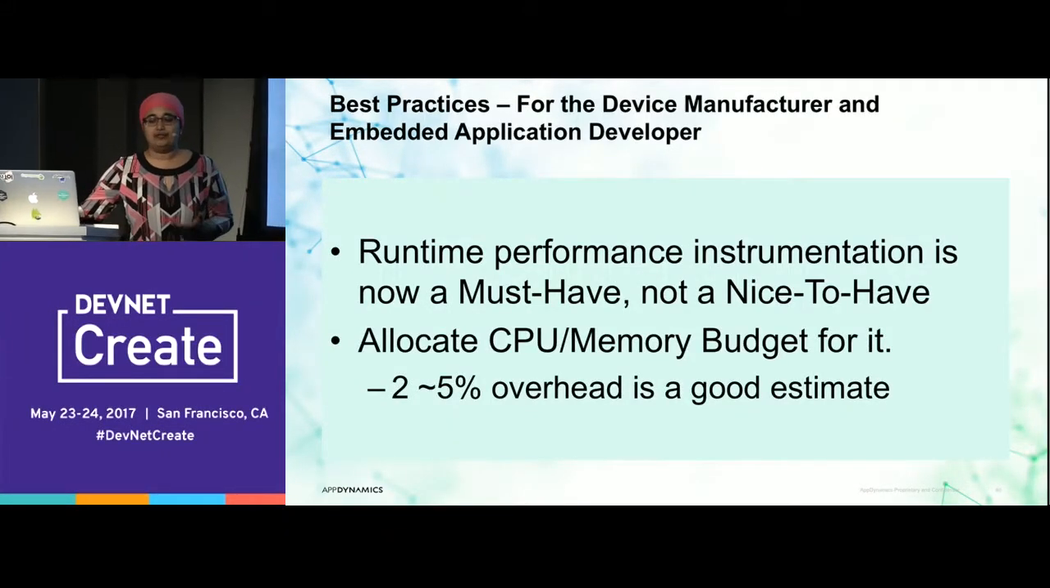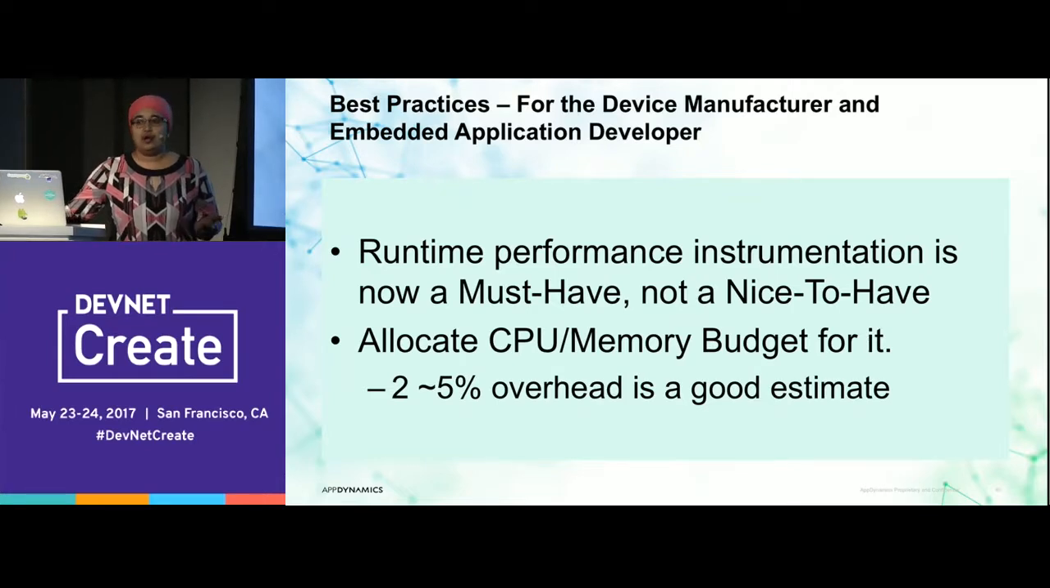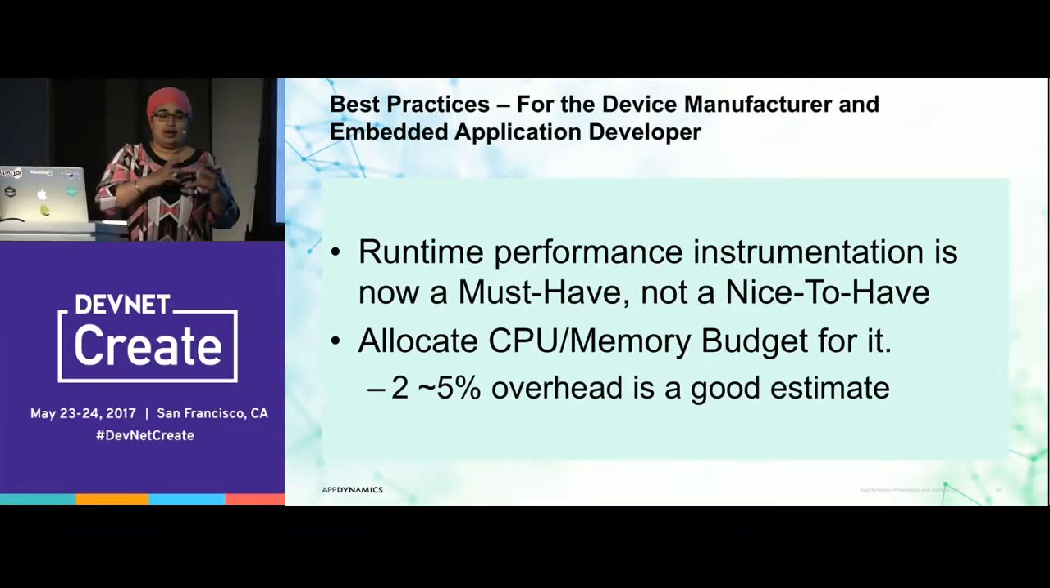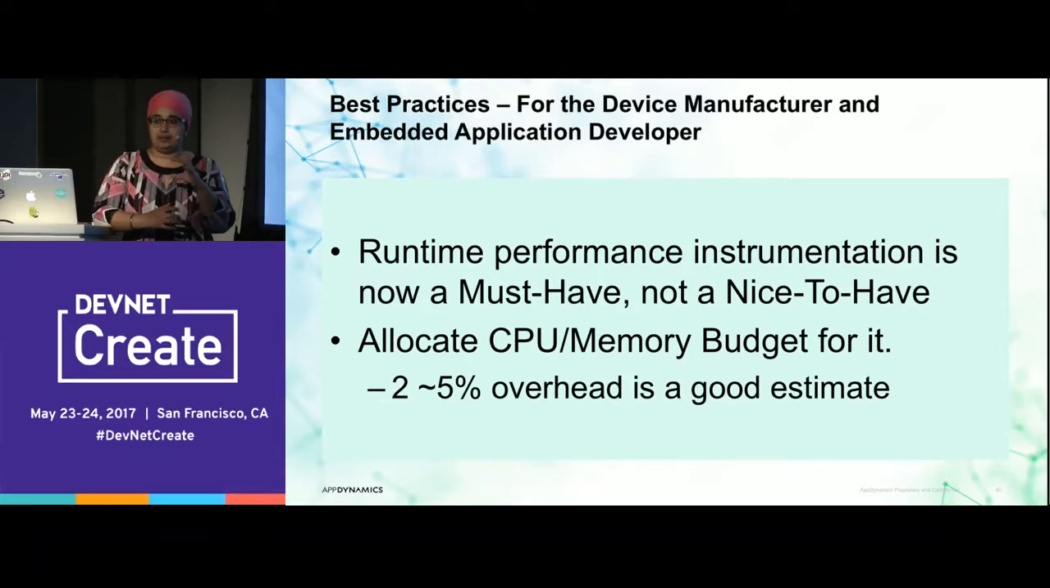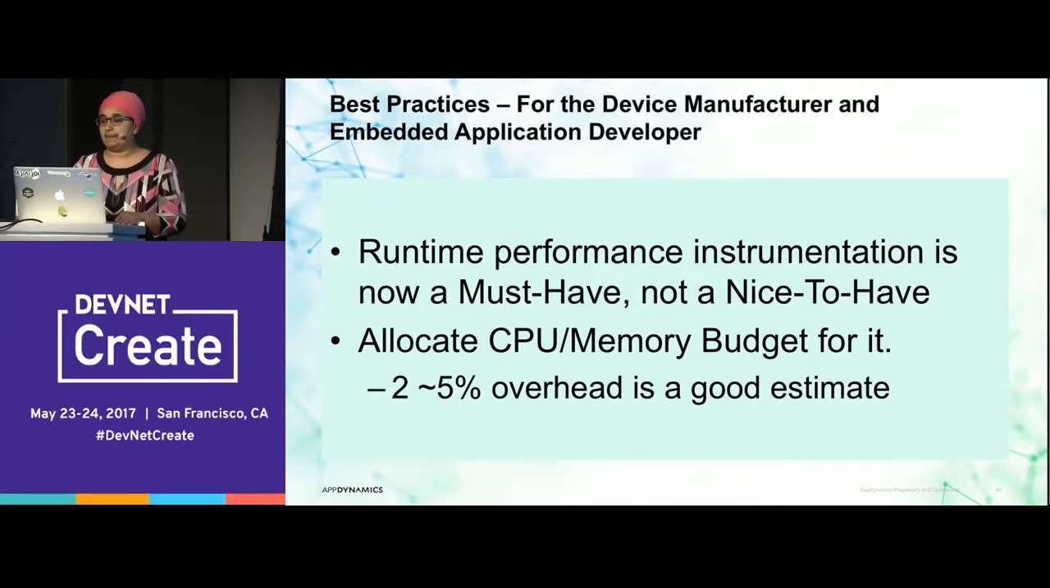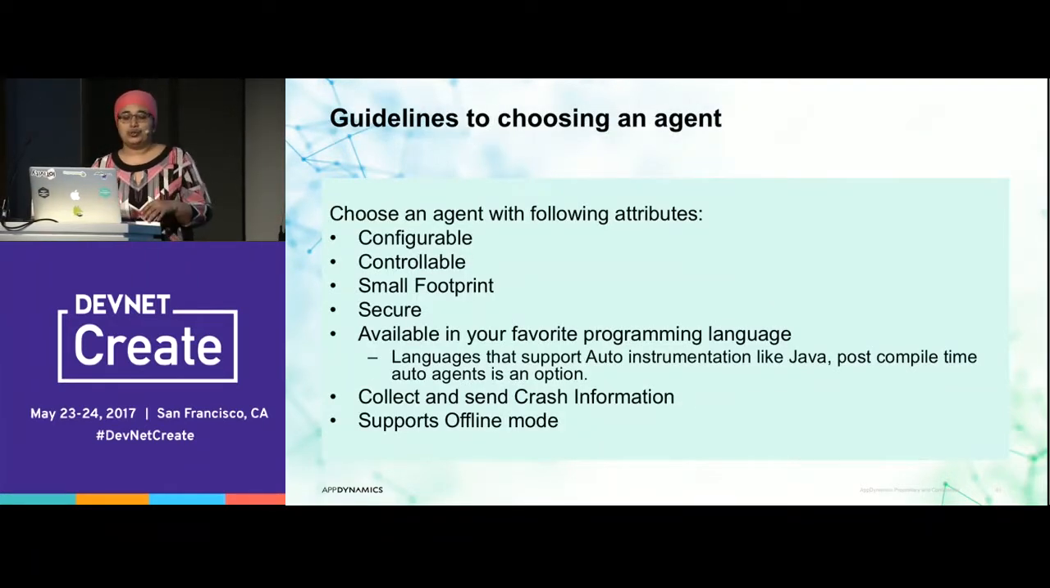Then what kind of a budget do you have to allocate, especially on the embedded side or even the other side? 5% overhead is a good estimate. Especially on the embedded side, people do a lot of budget calculations of, this feature is going to cost me this much CPU and this much memory. So think of it as a 5% overhead to deploy that feature. How do you choose an agent?